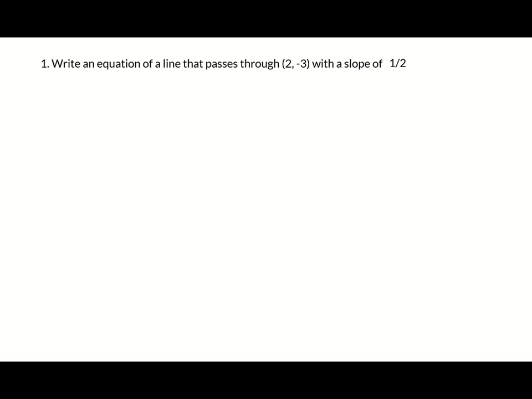So the first example says, write an equation of a line that passes through (2, -3) and has a slope of 1/2. All right, so we know that the slope-intercept form is y equals mx plus b. In this point, the x is 2 and the y is -3. And this has a slope of 1/2. So we're going to plug in all those values into the slope-intercept form. So I'm going to go -3 equals 1/2 times 2 plus b. Now you have all the variables filled in except for the b.